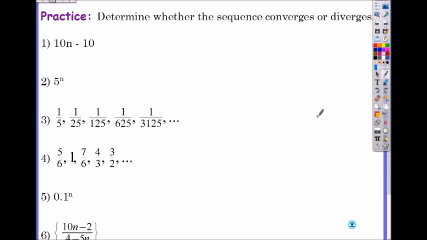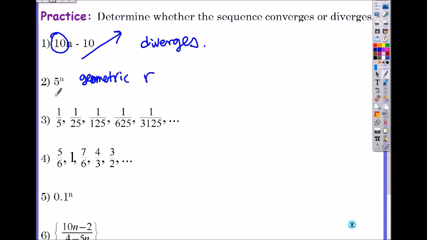So 10n minus 10, what type is it? Isn't it arithmetic? It is increasing by 10 each time. That's a common difference, right? So it will always increase, so it diverges. What about 5 to the n? It is geometric. And what's the ratio? It equals 5, which is greater than 1, so it diverges, right? It will look something like this. It will grow exponentially.